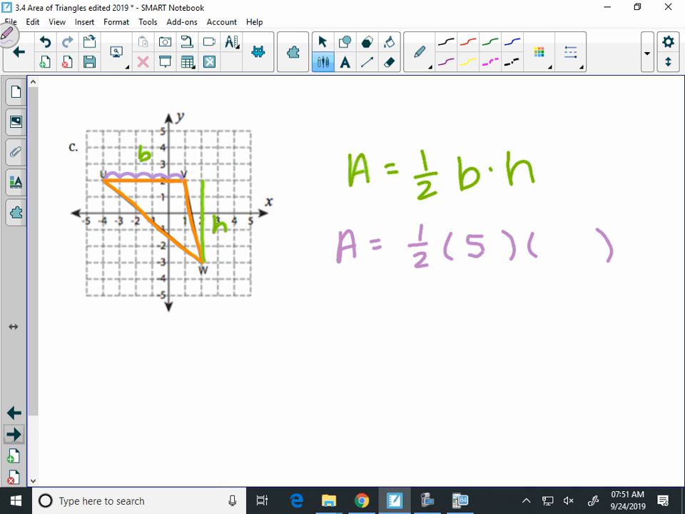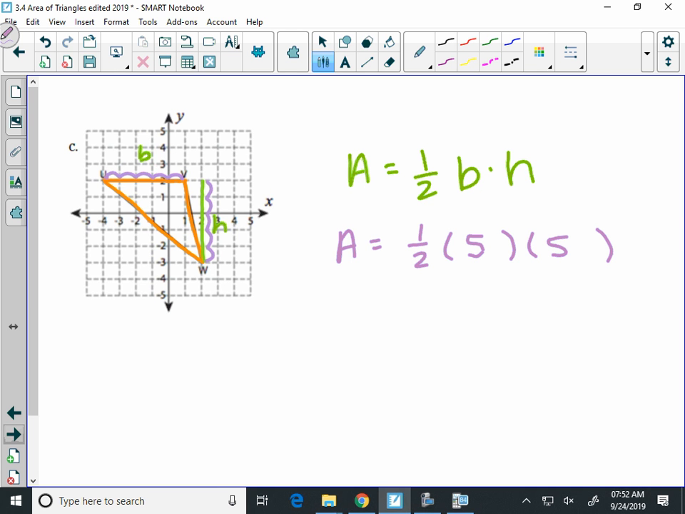Let's participate. Let's answer some questions. What's the length of my height? 5. 1, 2, 3, 4, 5. Very good. Your base is not 6. You don't count all the way to your height. You literally count what the base is and you stop. You don't go extra. Okay?